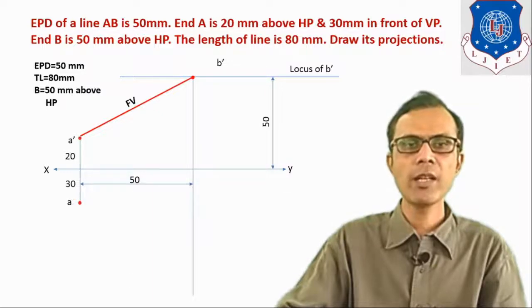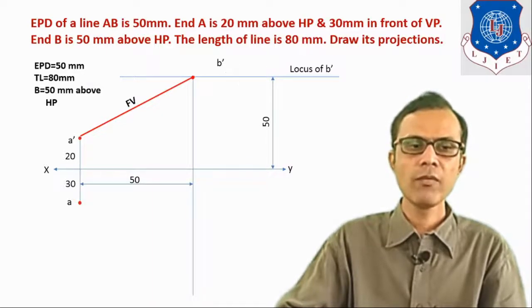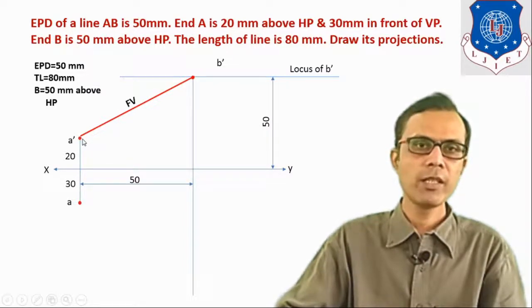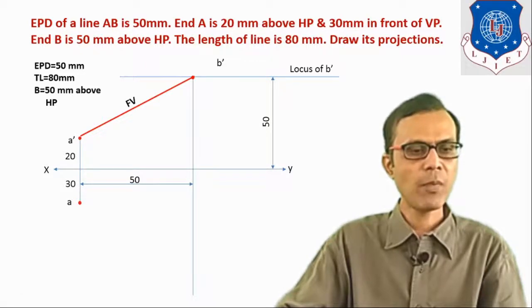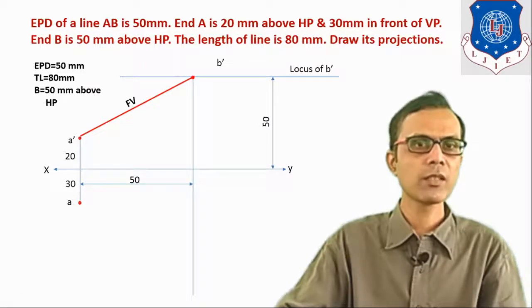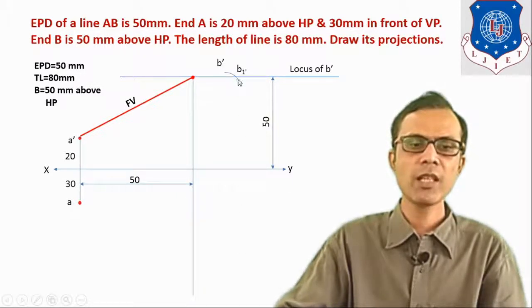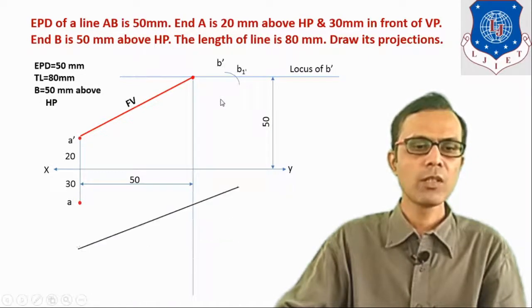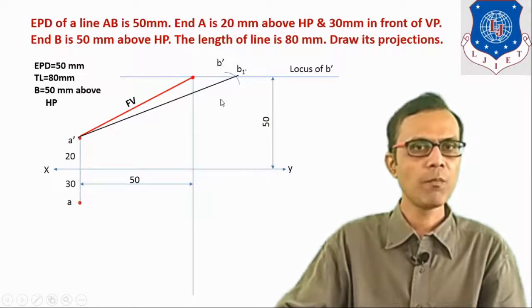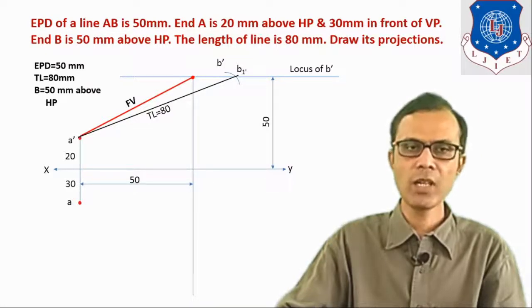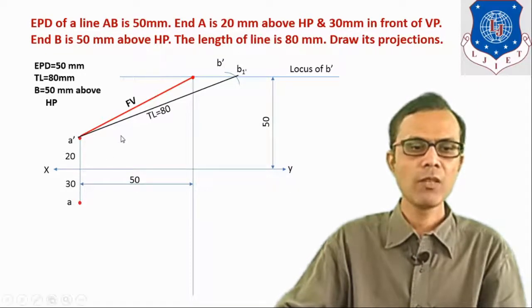Join A dash B dash, which is the front view. We have the data of true length, 80 mm. So keep A dash as the center point, set the compass size equal to the true length, 80 mm, and draw an intersecting arc on this locus line. This point is B1 dash. Join A dash B1 dash. So it is the true length in front view, 80 mm.